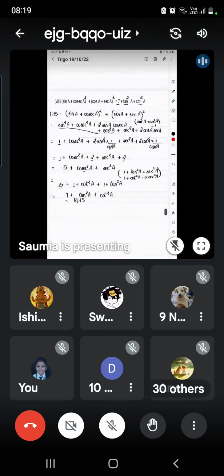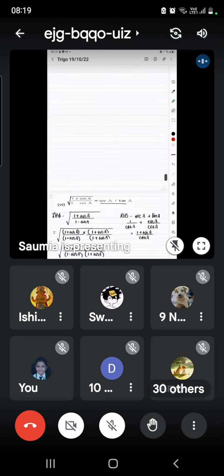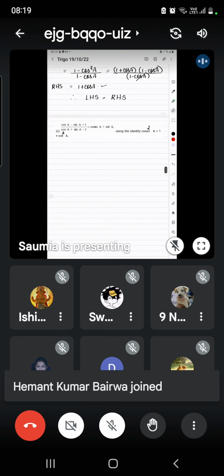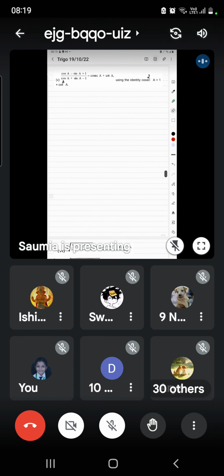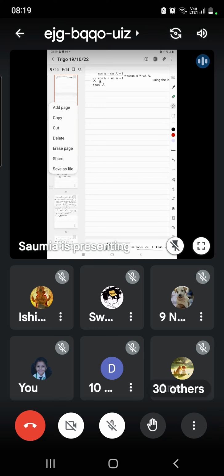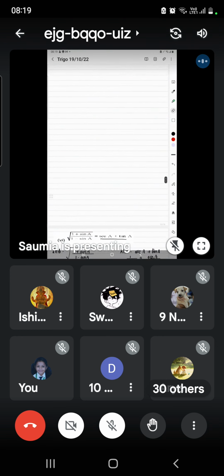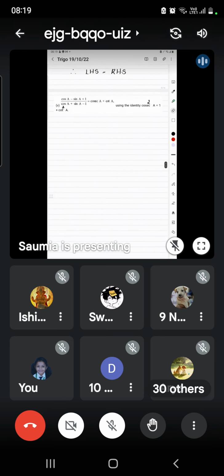Okay. We skipped a question. Let's go back to that question. I'll just add a page here. It's a little long. Okay. Now let's come back to this question. Cos A minus sin A plus 1 upon cos A plus sin A minus 1 equal to cosec A plus cot A using the identity cosec square A equal to 1 plus cot square A.